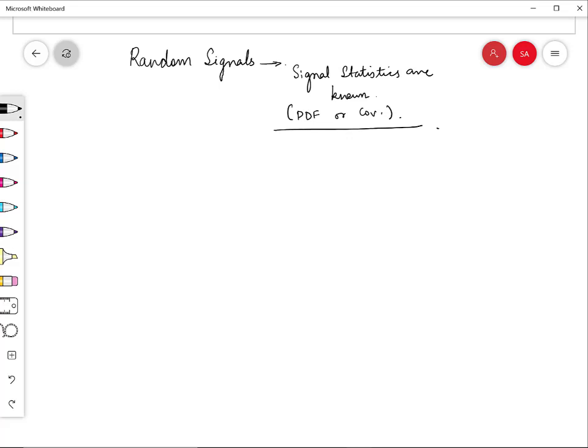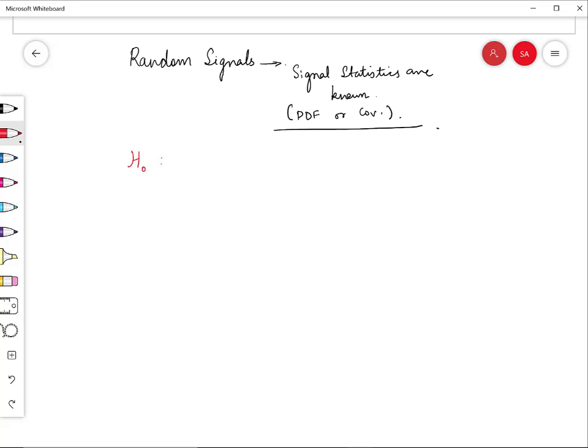Given a particular PDF, for example, we were taking an example of a Gaussian random variable. So the random signal was generated using this distribution and then it was transmitted. At the receiver, we have to detect if such a signal has been transmitted or not.